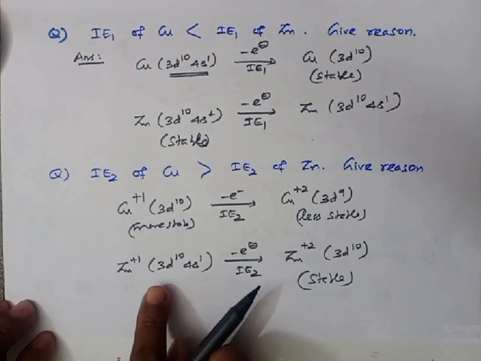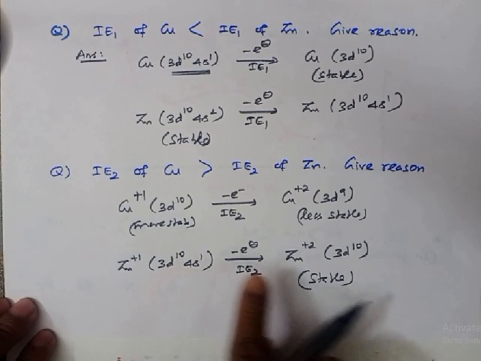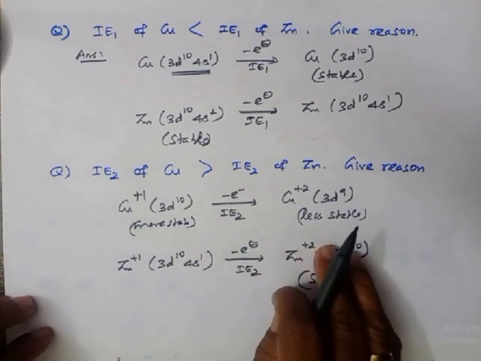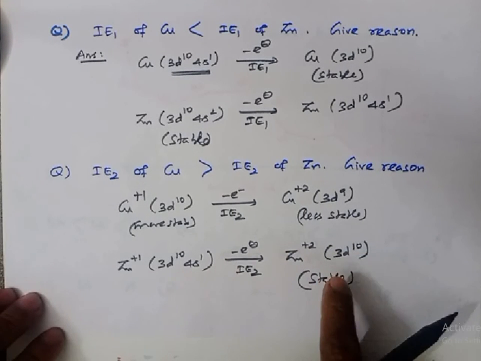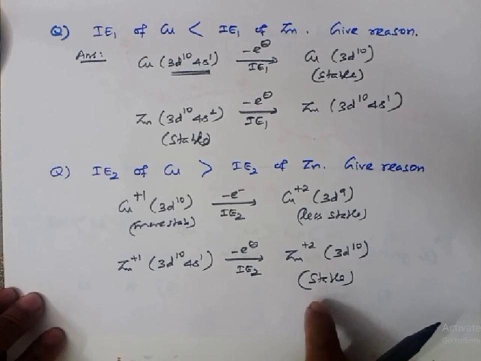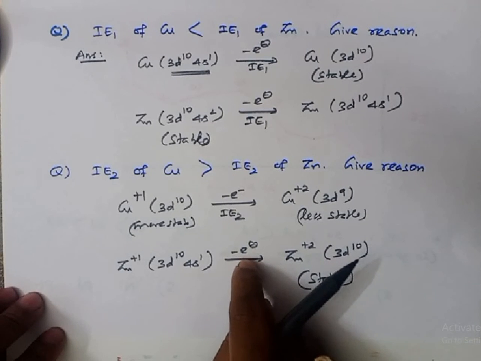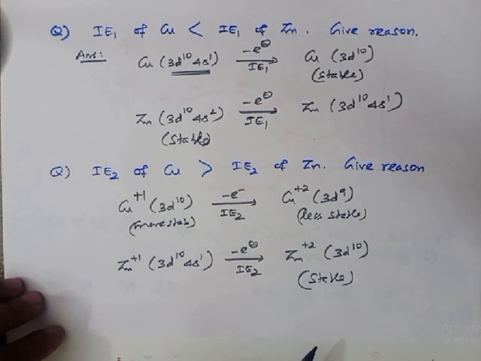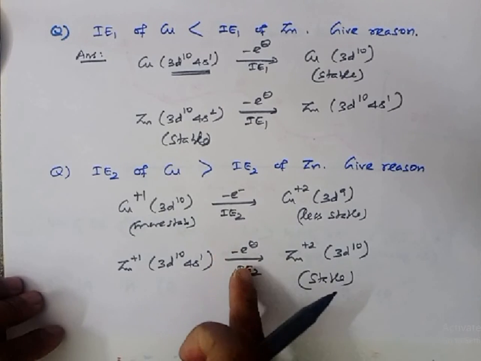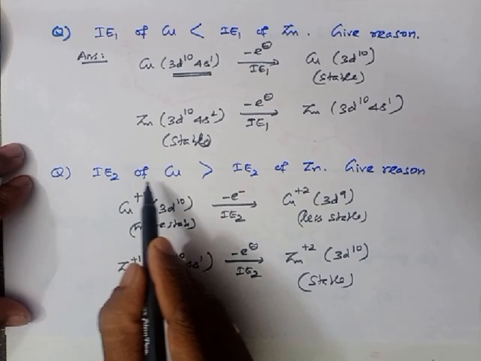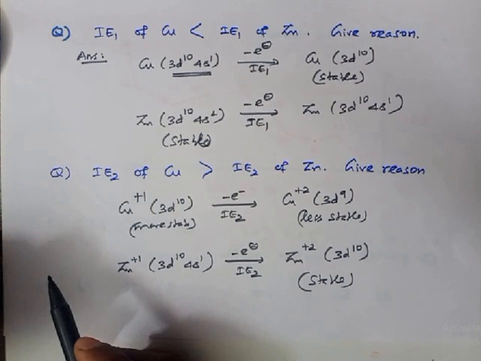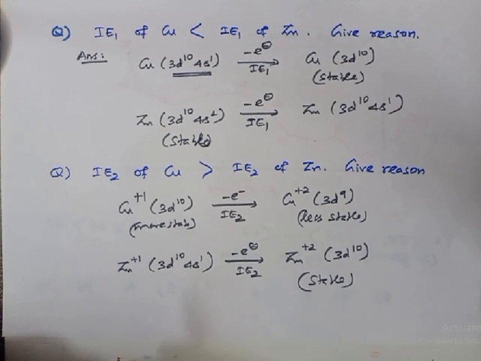Whereas here we are moving from stable to stable, so the energy involvement is not that much. Even if you remove an electron, this configuration remains stable. So the energy required to remove the second electron is somewhat easy. Since this process is easy, second ionization energy is low. So keep this point in mind: the second ionization energy for copper is high. Is this clear, students? Is this point clear? Any doubt?